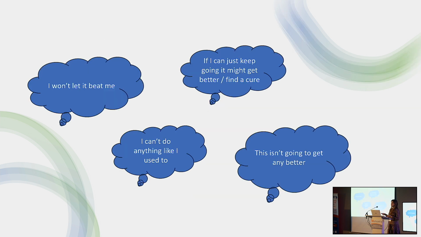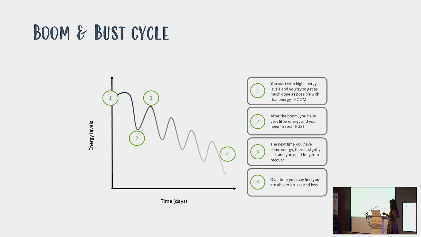And some of the thoughts that I often hear in clinic when we're talking about fatigue are things like, I won't let it beat me. If I can just keep going, they might find a cure or might get better. I can't do anything like I used to. This isn't going to get any better. And we might be able to see how some of these different thoughts might create different emotional responses and different behaviours for the individual.